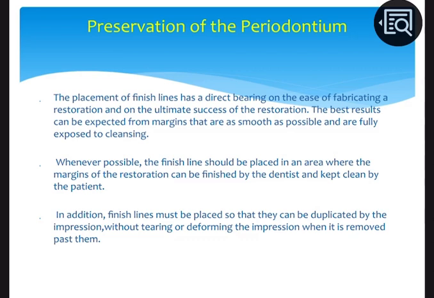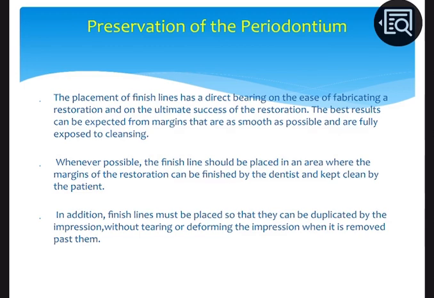The placement of the finish lines has a direct bearing on the ease of fabricating a restoration and on the ultimate success of the restoration. The best result can be expected from margins that are as smooth as possible and are fully exposed to cleansing. So whenever possible, the finish line should be placed in an area where margins of the restoration can be finished by the dentist and kept clean by the patient.